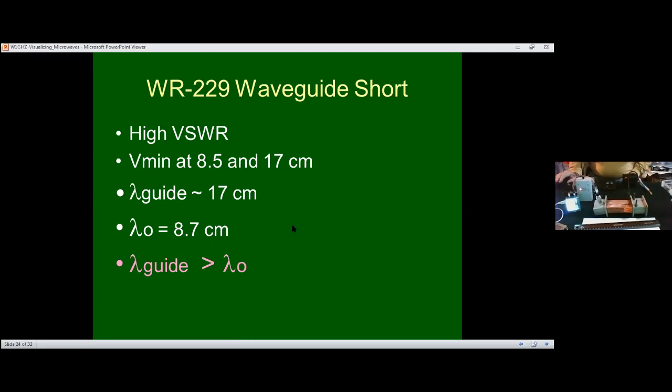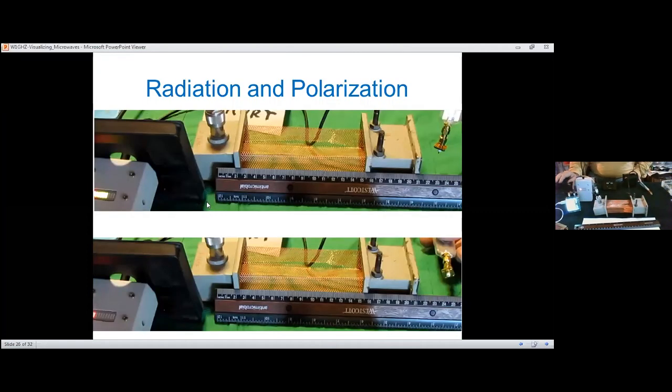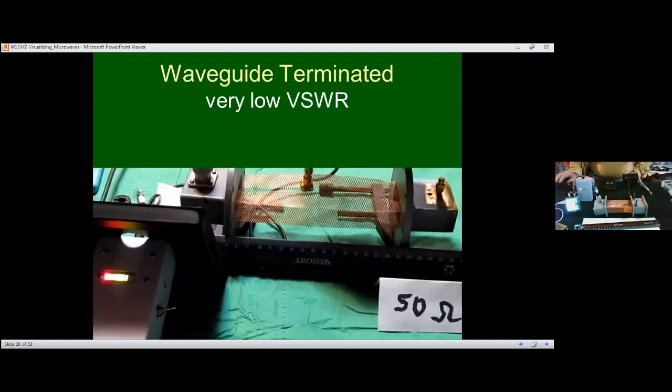Which brings us to phase velocity in waveguide, which I can't explain in an hour, but it is one of the magic things about waveguide. So with the open end, we have low VSWR because it's radiating as an antenna and it's polarized, as I showed you. And with the waveguide properly terminated, we should have a low VSWR, but we'll skip that demo.